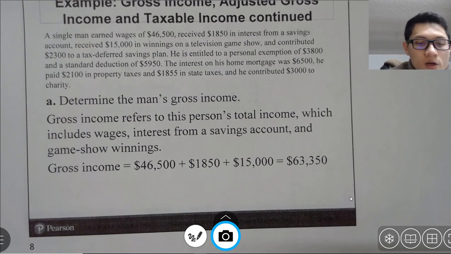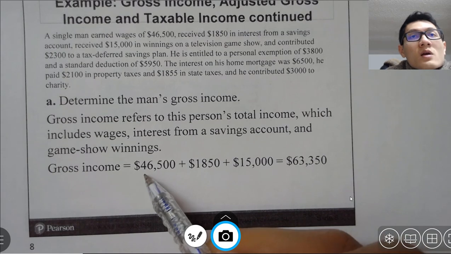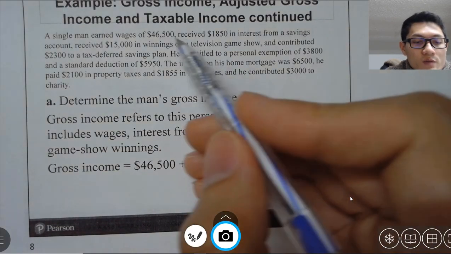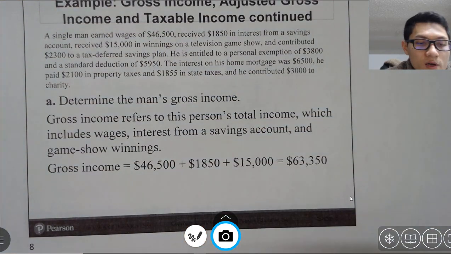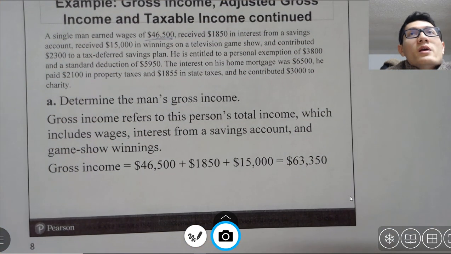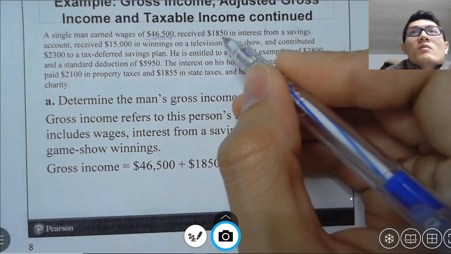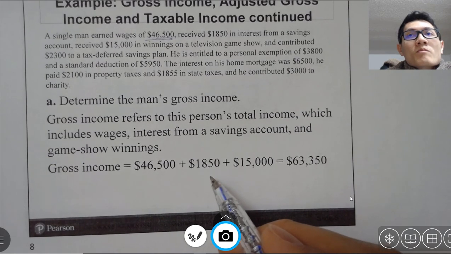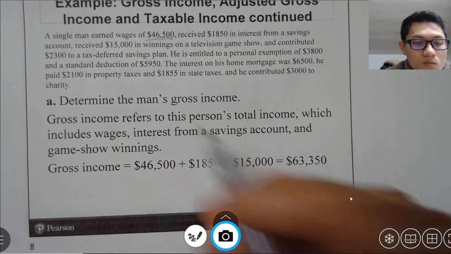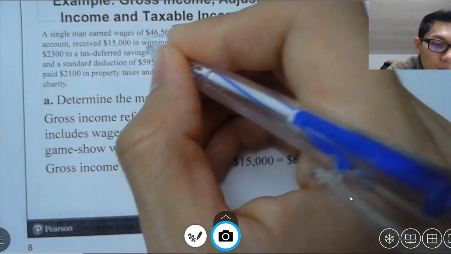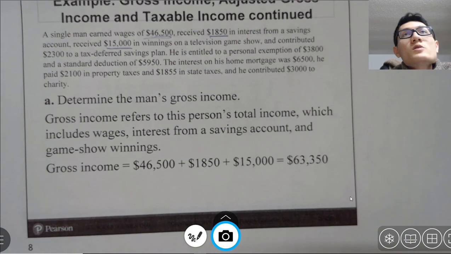So this man, he got the wages for this month, $36,500. Right, it's right here. And then he received $1,850. Right, that is his interest from the savings account, and then he won the game show right here. So those are the three things that his money came in. Three different sources of money.